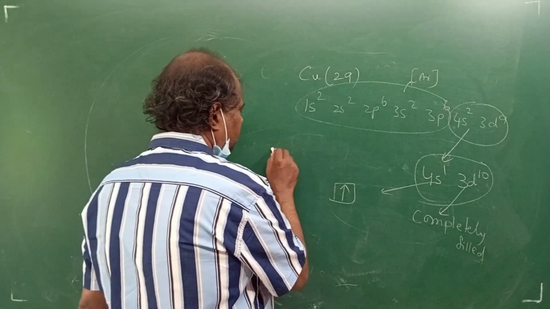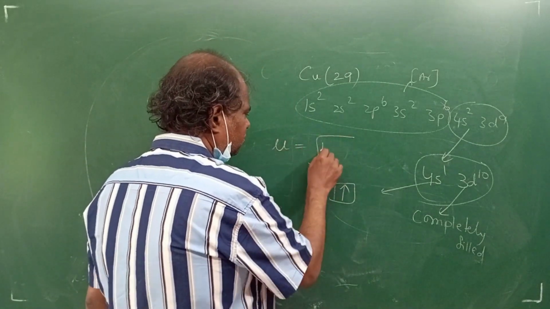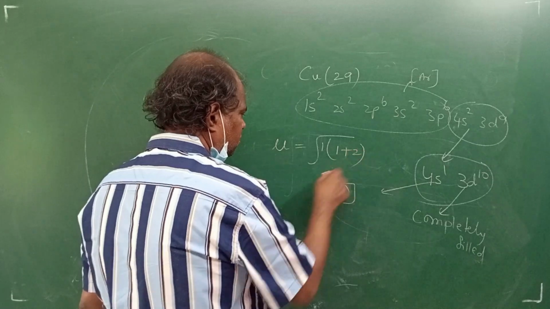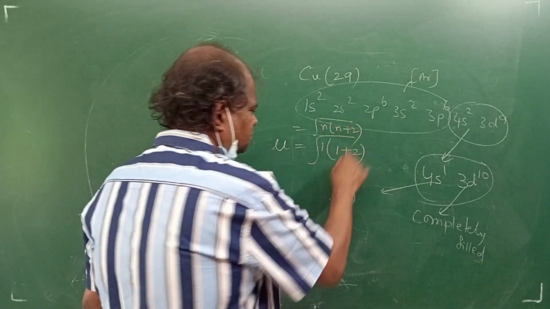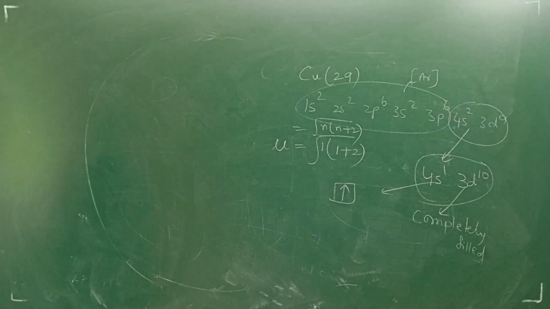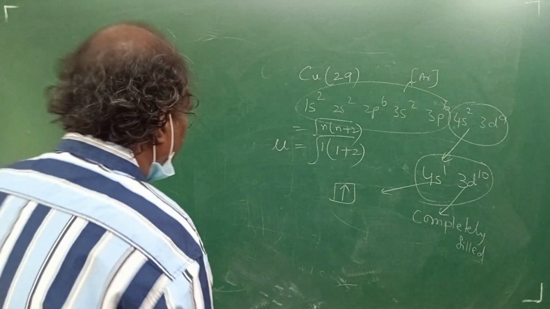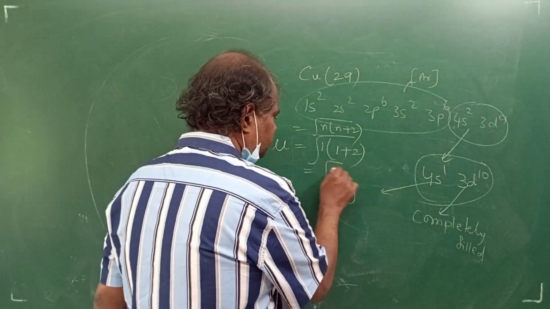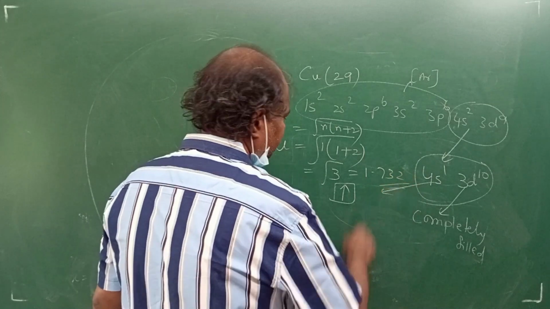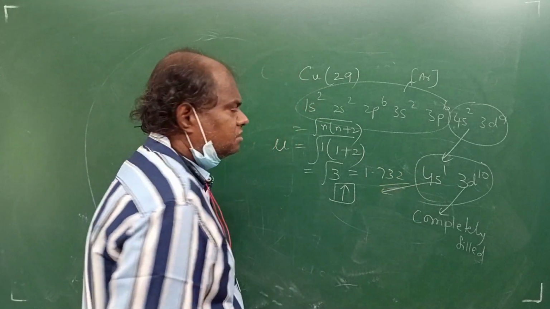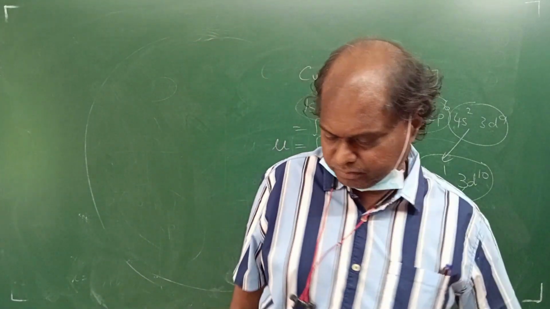So what will be the magnetic moment? Root of n into n plus 2, remember the formula. What will be the answer? Root 3. So you will get 1.732 Bohr magneton, right?